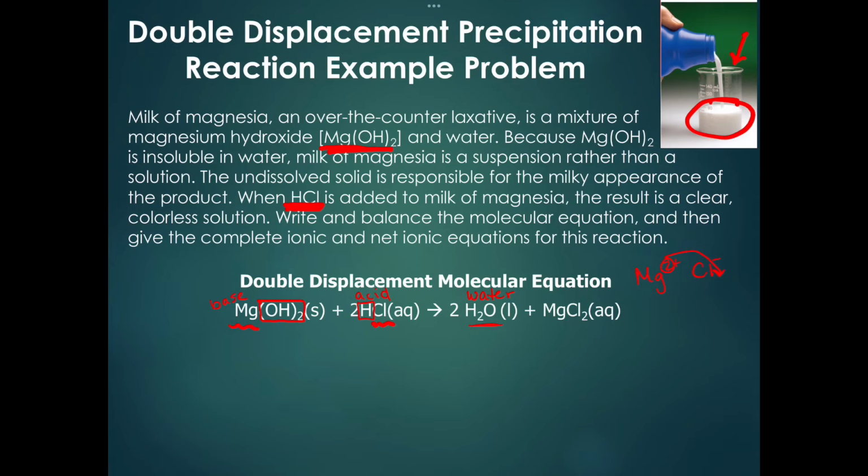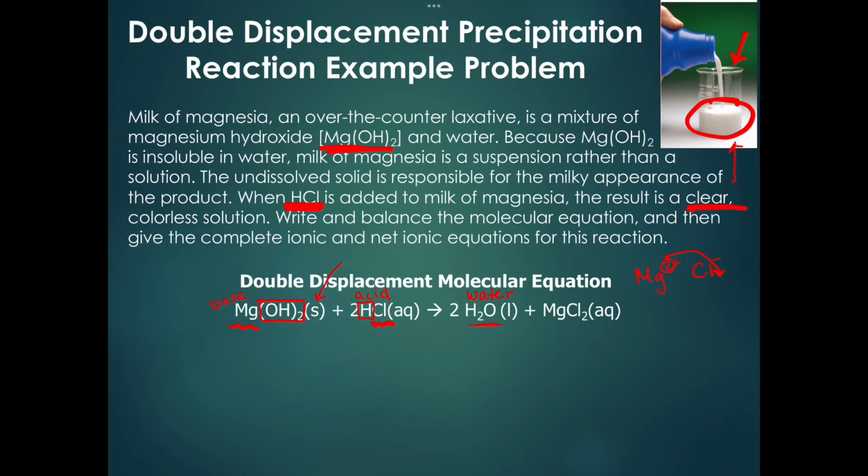Okay, so this is an acid-base neutralization reaction. The driving force here is the formation of water, and that's why it says the result is clear, because we're making water. The other thing we're making, magnesium chloride, if you look that up on your solubility chart, is aqueous. So our clear solution is an aqueous solution of magnesium chloride. You'll notice here that magnesium hydroxide is a solid, okay? That's what we're seeing up here. It was a suspension, so it's a solid.